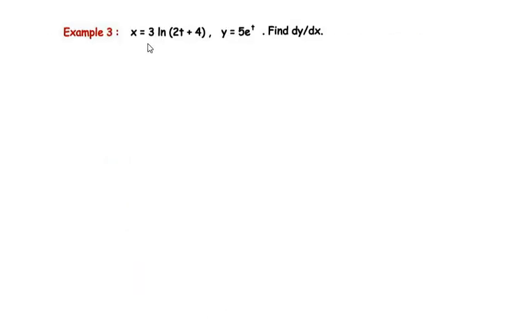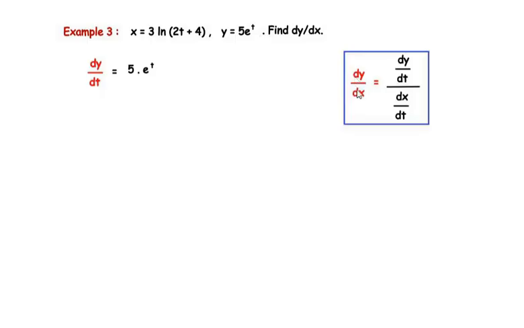x is equal to 3 ln of 2t plus 4 and y is equal to 5 times e to the power of t. Find dy by dx. So let us use the formula here. dy by dx is equal to dy by dt divided by dx by dt. So differentiating y with respect to t, we get the constant 5 stays the same and the differentiation of e to the power of t with respect to t gives us e to the power of t itself. So we get dy by dt as 5 e to the power of t.